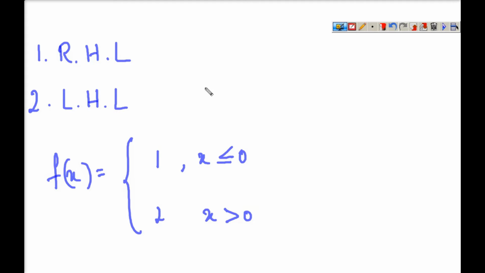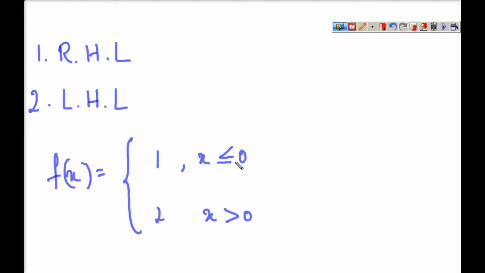From this we can understand there may be two types of limits, right hand limit and left hand limit, because x can approach any number from either side. So not all functions have the same limit. Let's understand this by another example: f of x equals 1 when x is less than or equal to 0, and 2 when x is greater than 0.